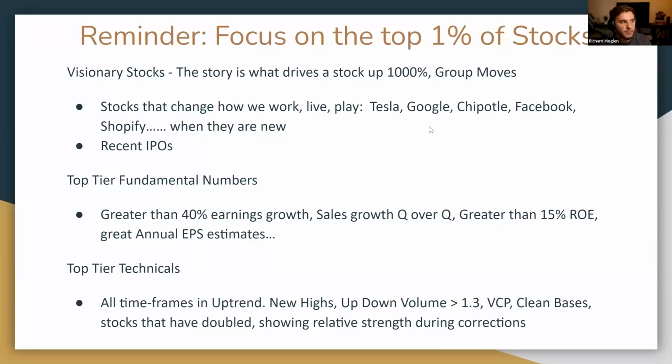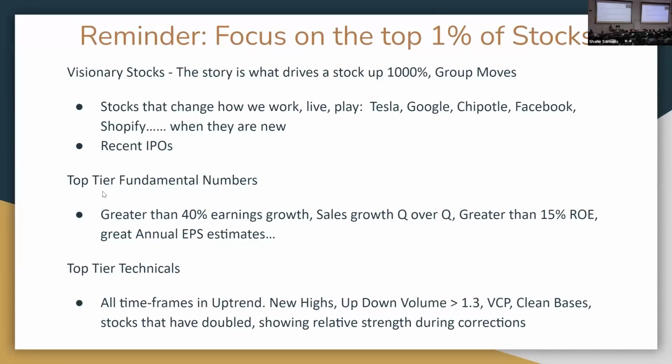Chipotle, Facebook, Shopify. When these stocks were new and when these companies were new, they grew at an incredible pace because they were impacting so many people. So that total addressable market is something that's really important. And just in general, recent IPOs have a little bit more potential than a company that's existed for 50, 100 years, just because they have more of an ability to reinvent themselves, come up with disruptive products. This doesn't mean that a mature company can't do the same thing, but those recent IPOs that have come public within the last 1 to 2 years, there's just a little bit more potential there.